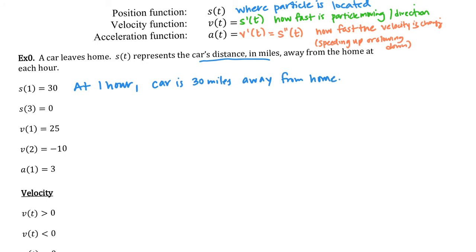Okay, now let's consider if it says S of 3 equals 0. Okay, well this is at 3 hours, or at hour 3. Let's see, my car is 0 miles from home. Well, then my car is at home.